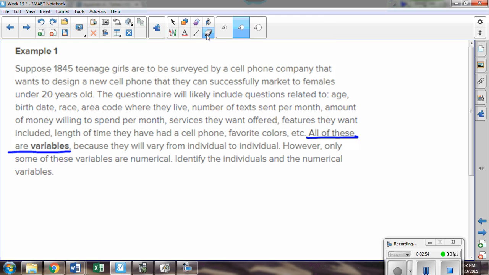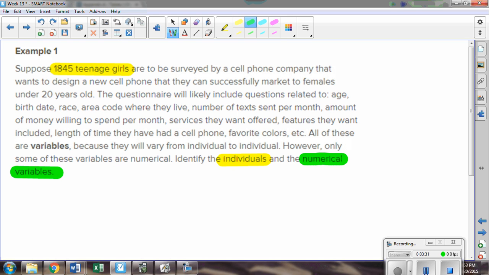Let's start here. And I'm going to use color coding with highlighting just so that I can reduce the amount of writing that I need to do. Of course, you guys working at home or in class are going to actually write the pieces down. So, who are the individuals? The girls. Absolutely, Alex. Suppose 1,845 teenage girls are going to be surveyed. Those are the individuals that we're looking at. And since that's the only group, we've got it. We'll continue and say the numerical variables.